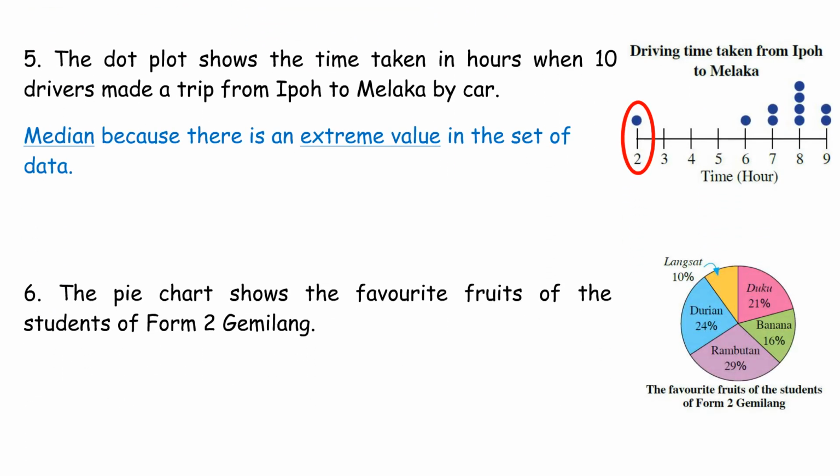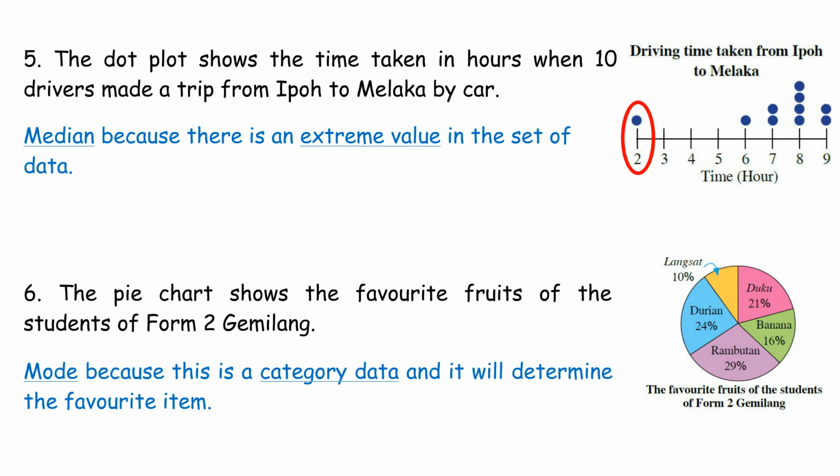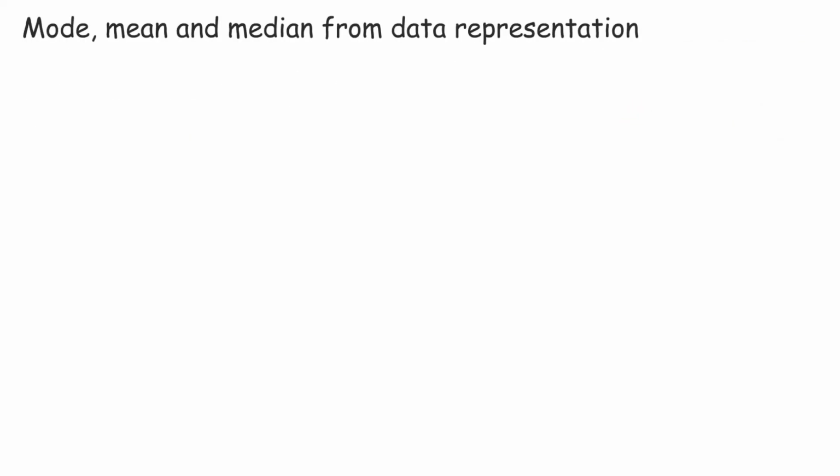6. The pie chart shows the favorite fruits of the students of Form 2. Mode, because this is a category data, and it will determine the favorite item. Mode, mean, and median, from data representation.